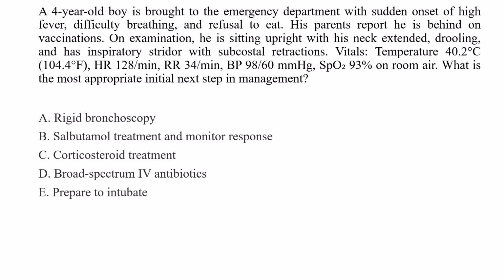However, the incidence of infection with this pathogen has decreased substantially in the past decades because of the Haemophilus influenzae type B vaccine. Since the child in the question is not fully vaccinated, he is at significantly increased risk of infection with Haemophilus influenzae type B. The options given here are A. Rigid bronchoscopy, B. Salbutamol treatment and monitor response, C. Corticosteroid treatment, D. Broad-spectrum IV antibiotics, E. Prepare to intubate.